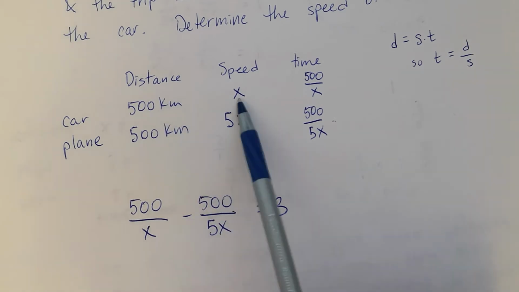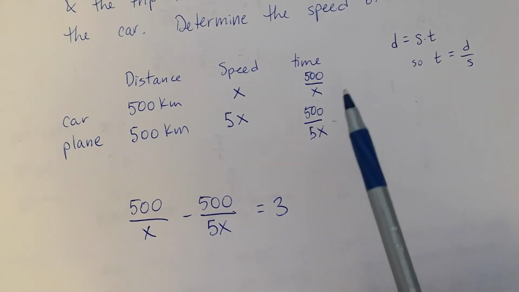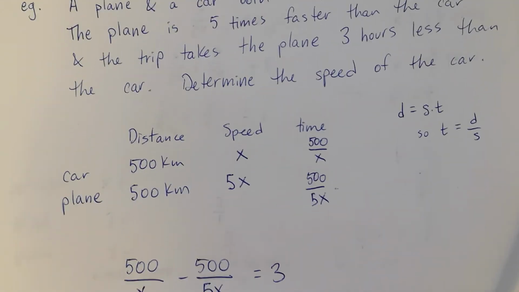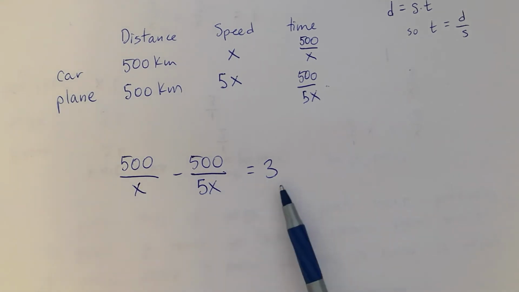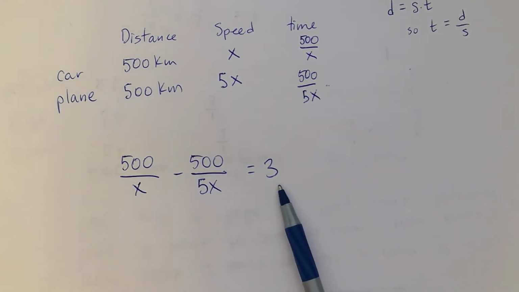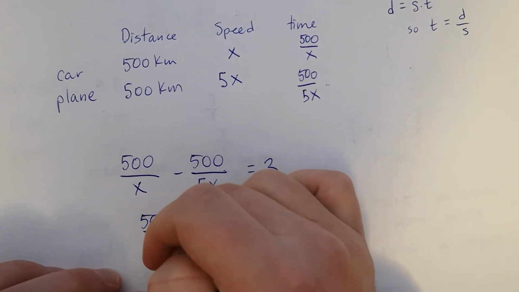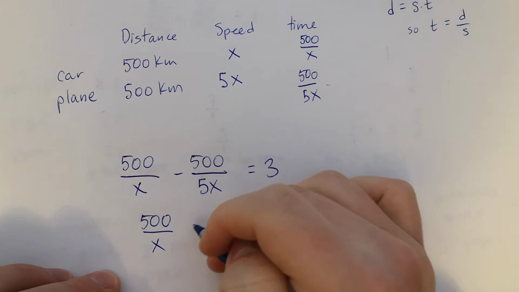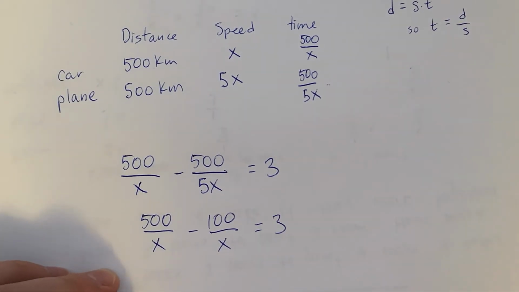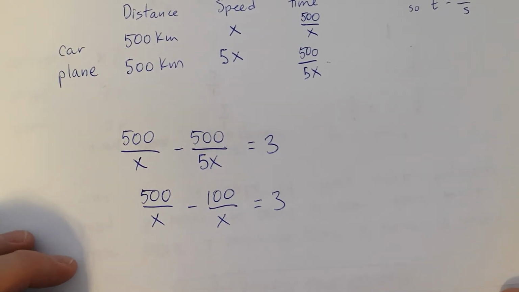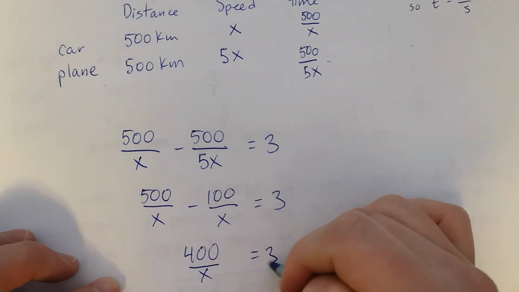So divide the distance by the speed to get the time. The car takes more time than the plane, and the question said it takes 3 hours more. So the car's time, subtract the plane's time, will give you that 3 hours. This actually isn't going to be too bad because I can simplify the second fraction, divide top and bottom by 5, and then I have a common denominator. Okay, then I'll have 400 over x equals 3.